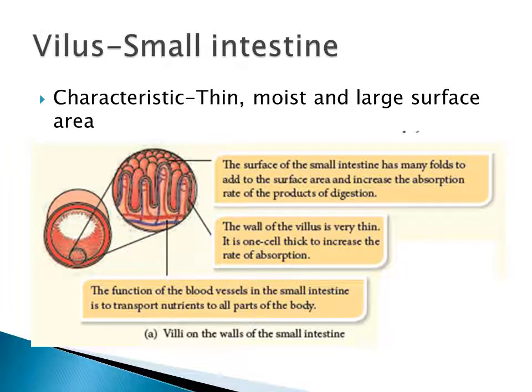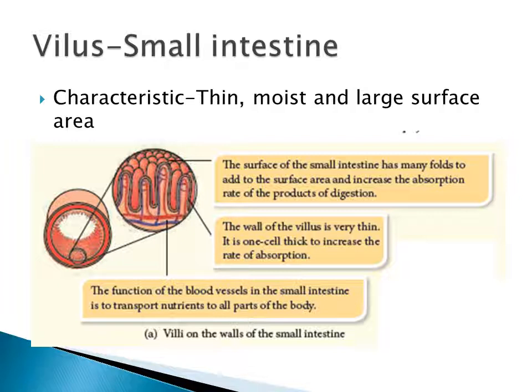So the process of absorption occurs in the villus, which is found in the small intestine. This structure is very unique, and because of it, the absorption of the products of digestion is fast. It's because of its characteristics, which are thin, moist, and it has a large surface area.